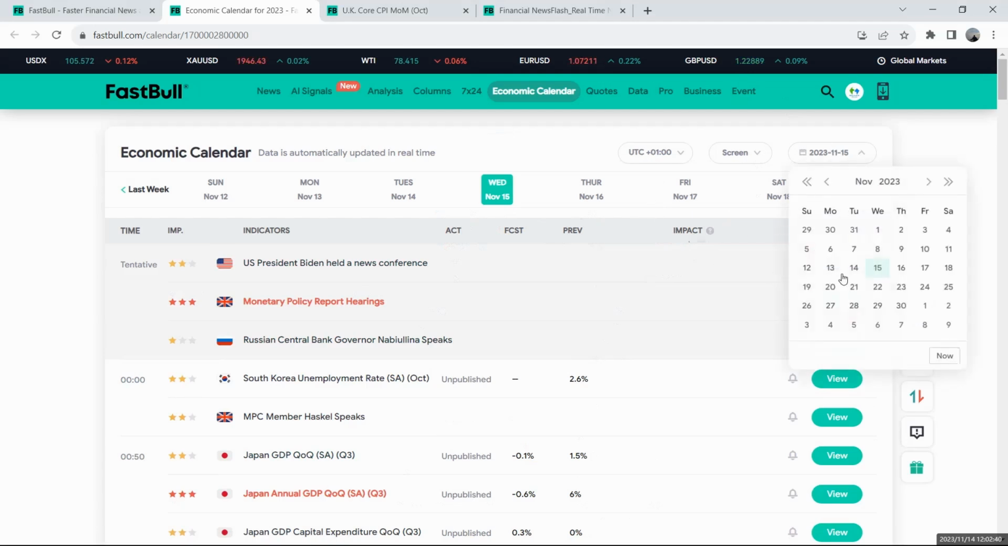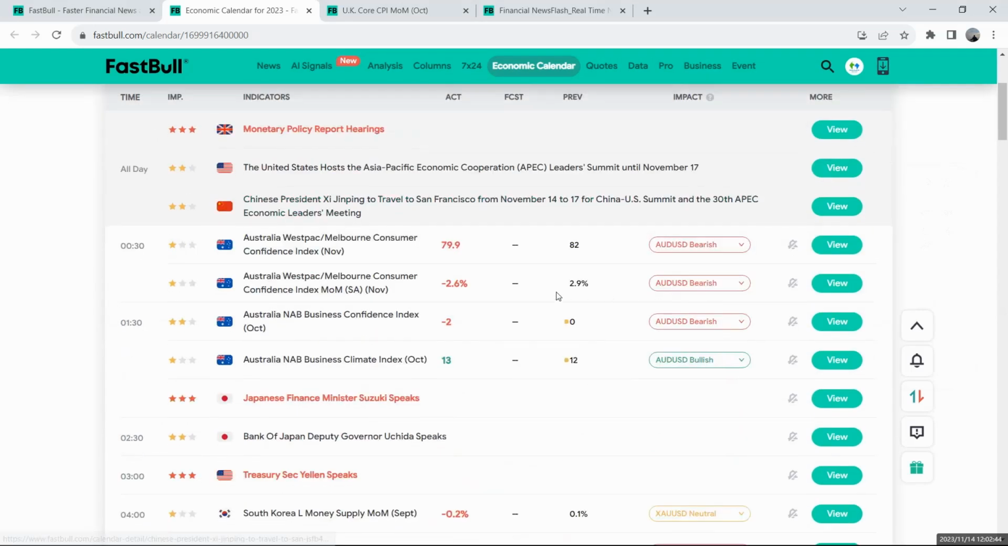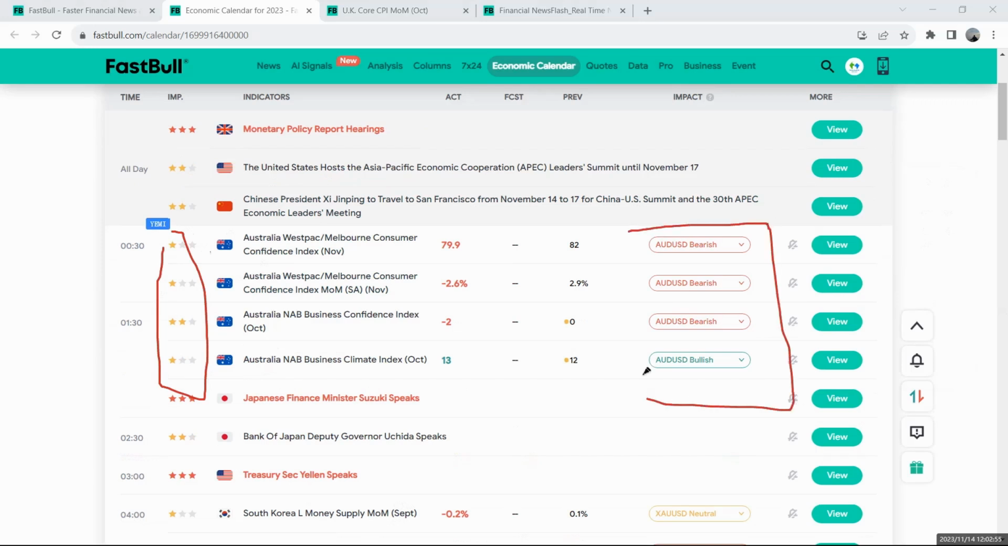So we go to today, the 14th of November. Let's see news that has been released. Now we have a news on the Australia zone right here. All of this news, right? You can see up on this news release, it gives you the impact it's going to have on the AUD pair.